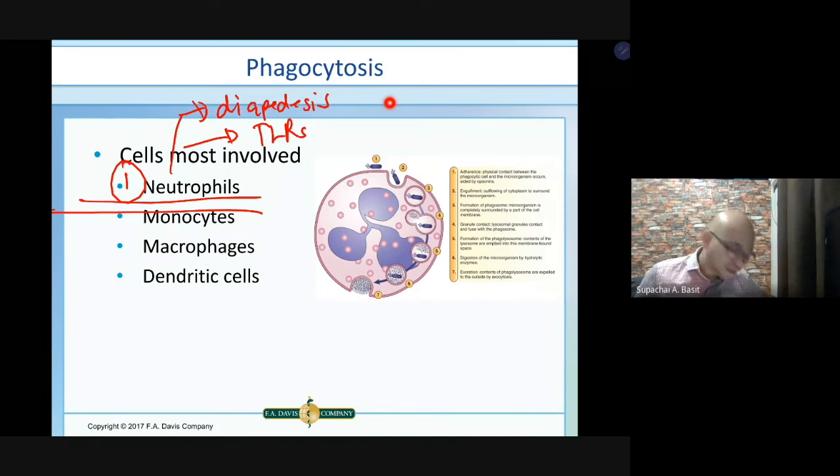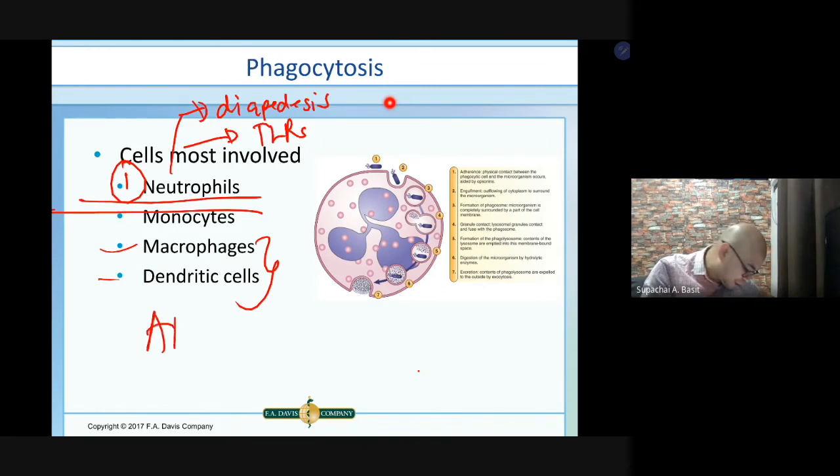Okay? So aside from monocytes, we also have macrophages and dendritic cells. Yes, they are capable because they are considered as the antigen-presenting cells. Actually, we have already discussed this in bacteriology, but let's recall.